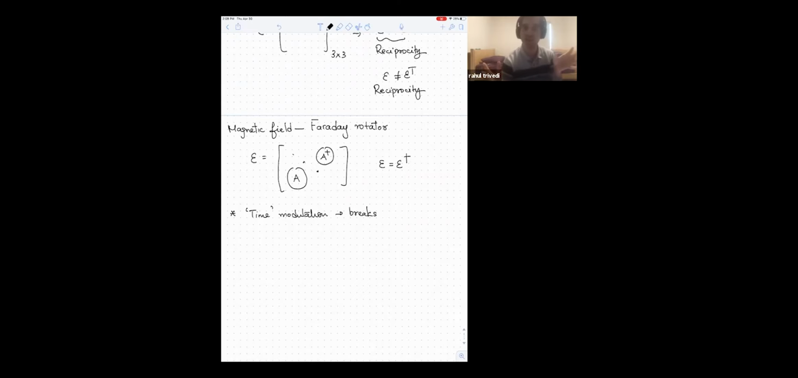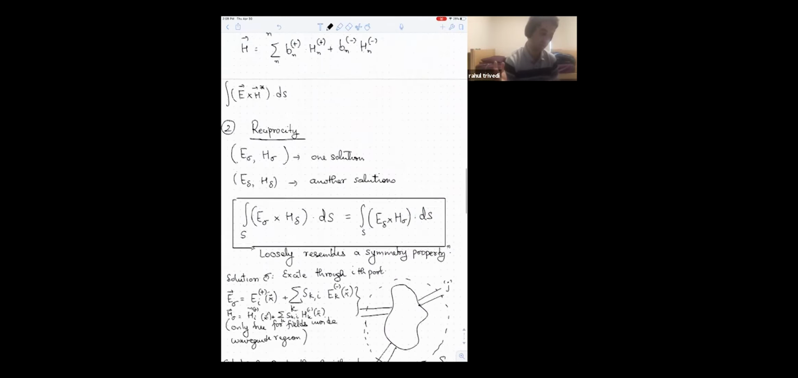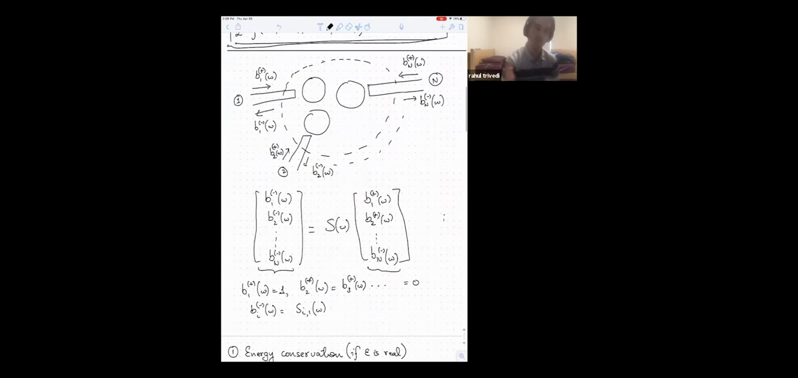Can someone tell me what one consequence of time invariance is that we have used here? Where have we used time invariance here? If you are from an EE background, this is just like a linear systems question.